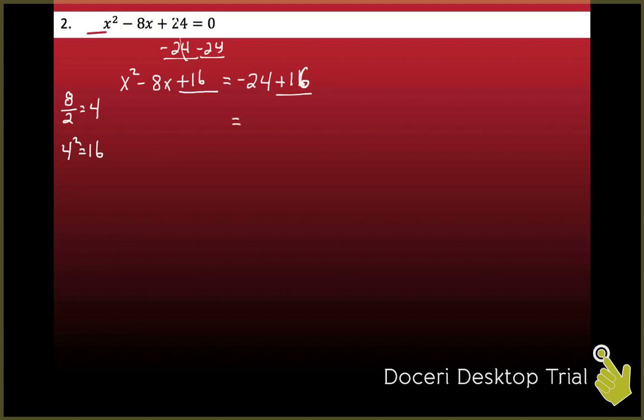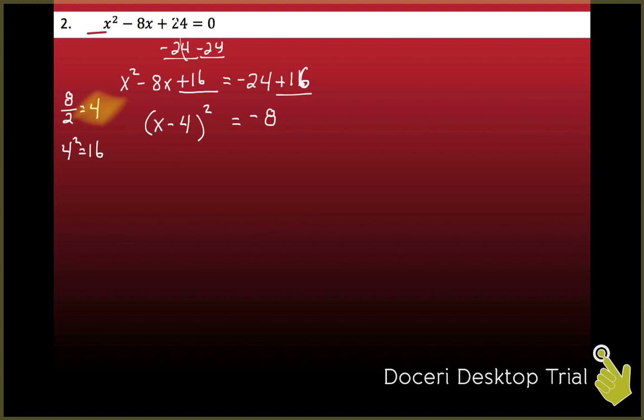So on the right here, negative 24 plus 16 is negative 8. On the left here, we can factor this. Now, like I said before, the nice thing is that when you factor this, it's going to be the exact same thing twice. So in front is always going to be an x, and then you actually want to take this piece right here. Okay, because 4 times 4 gives you 16. Negative 4 and negative 4 gives you negative 8, so minus 4.